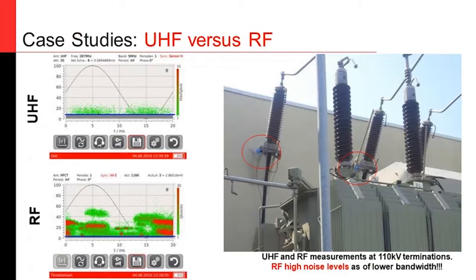So, UHF versus RF, or radio frequency, or VHF. We know most of the noise happens in the VHF or radio frequency. So UHF has that advantage over RF or VHF, as we can see from this practical example. In the RF we have a very noisy, all over the place partial discharge pattern, but in UHF we have a nice clean partial discharge without any noise. And we have used our UHF capacitive sensors for this.